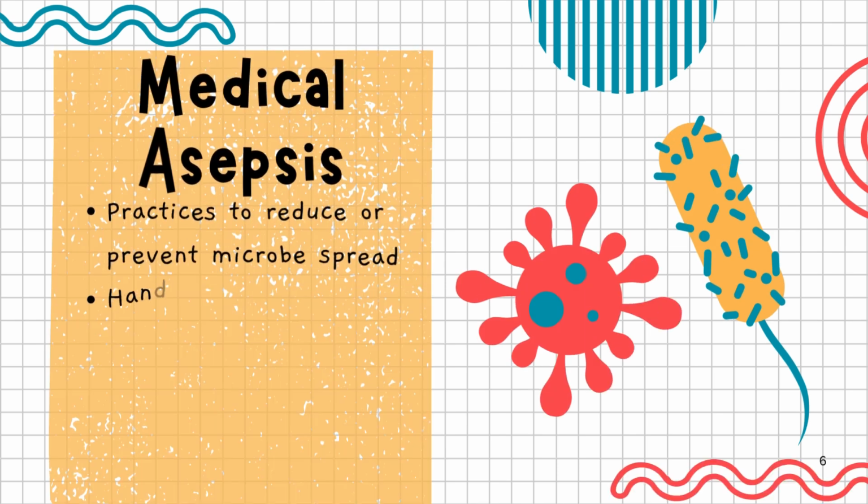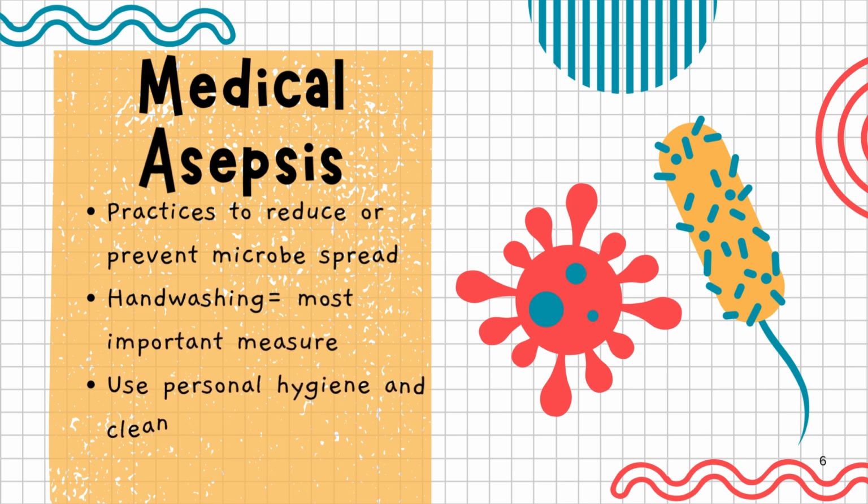So medical asepsis refers to the practice of maintaining clean techniques aimed at reducing or preventing the spread of microbes or pathogens. So an item or area is contaminated if pathogens are present, and a sterile item or a sterile area is an area that's free of all microbes, both pathogens and non-pathogens.